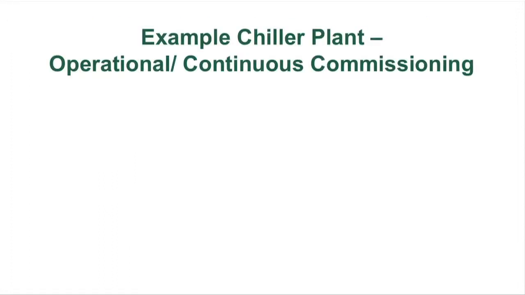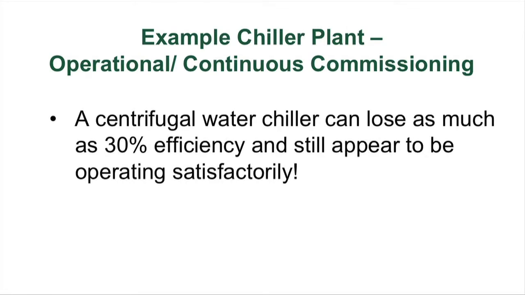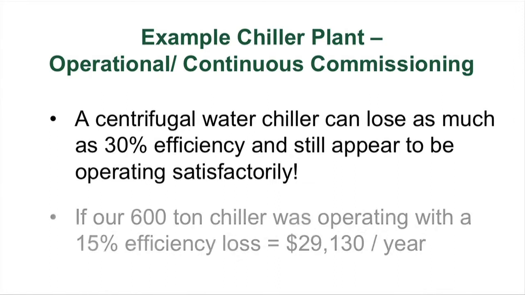So as an example, a chiller that's, quote, running fine could be losing as much as 30% efficiency. In our previous webinar series on financial indicators, we did a life cycle cost analysis of a 600-ton chiller. And in using that particular analysis, if a 600-ton chiller was operating with a 15% efficiency loss, that would cost $29,130 a year. But if it's losing that much money each year, I would argue that it's not working fine.